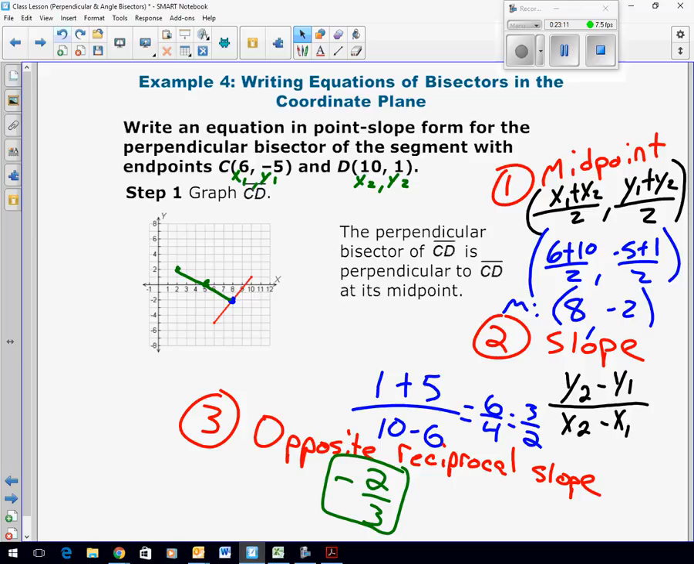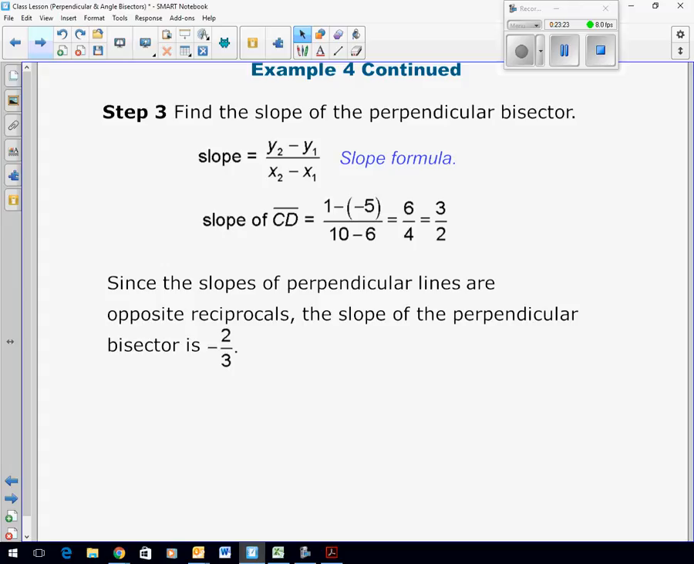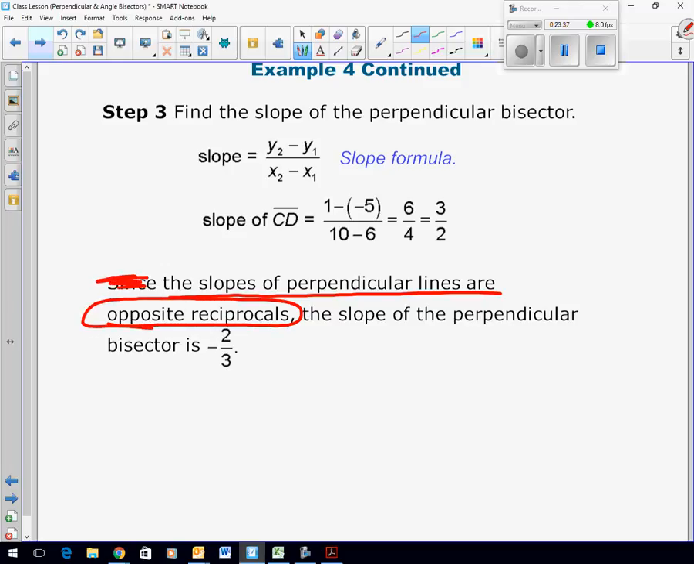Midpoint, slope, opposite reciprocal slope. We found the midpoint, 8, negative 2, correct? We found our slope, 6 over 4, which we turned into 3 over 2. Write this part down right here: the slopes of perpendicular lines are opposite reciprocals. The slopes of perpendicular lines are opposite reciprocals.